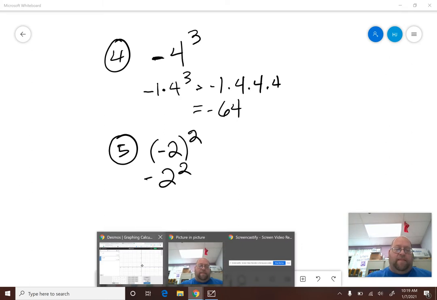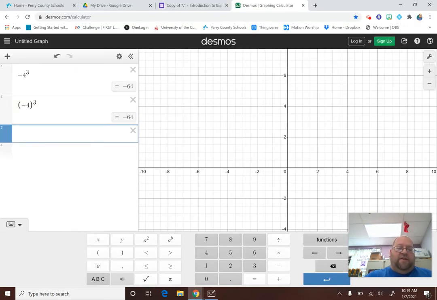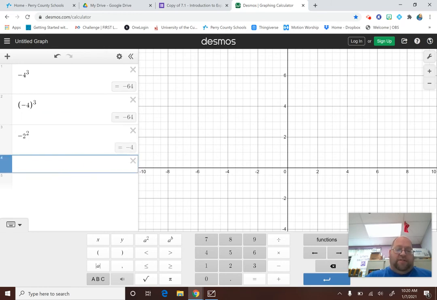All right, so let's look at this. We have negative 2 squared gives me negative 4. Notice if I take that same negative 2 squared, but this time I'm putting it inside the parentheses.